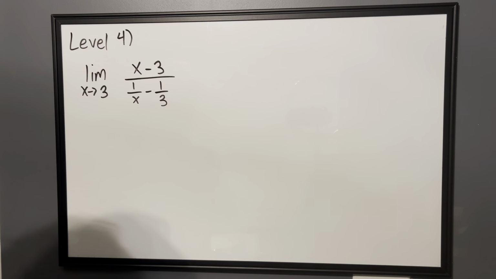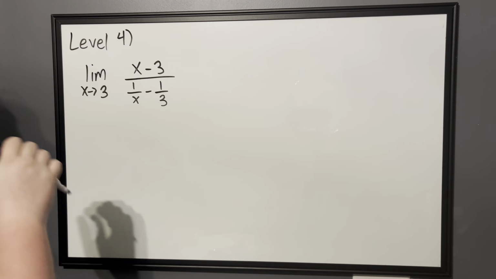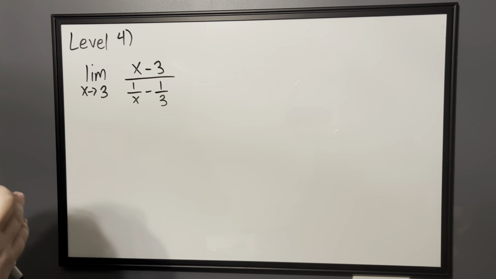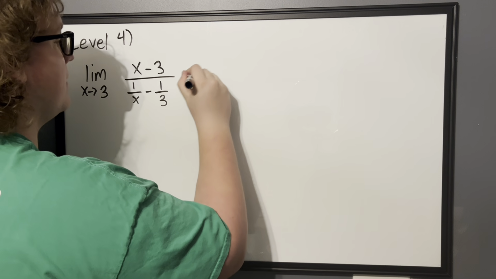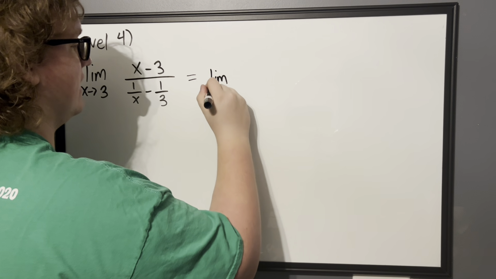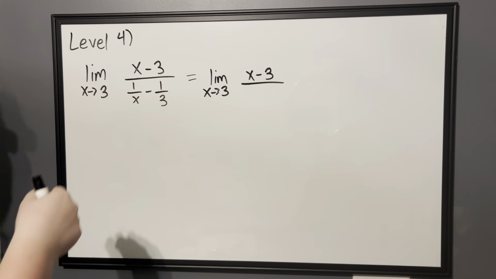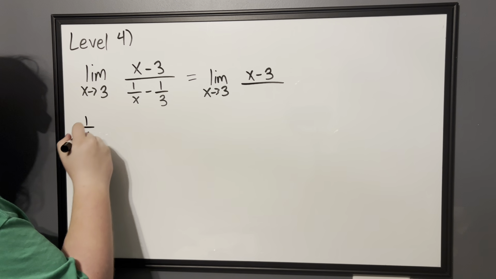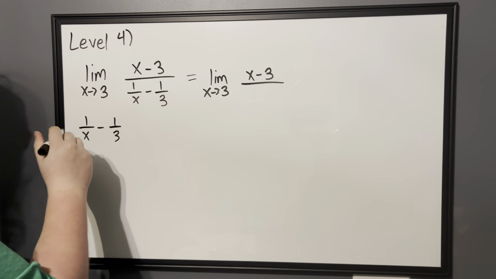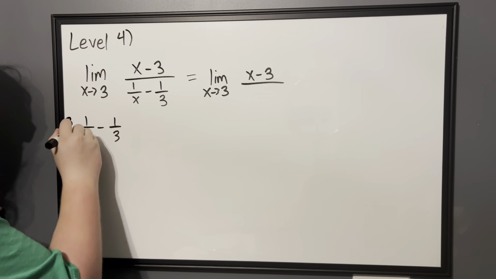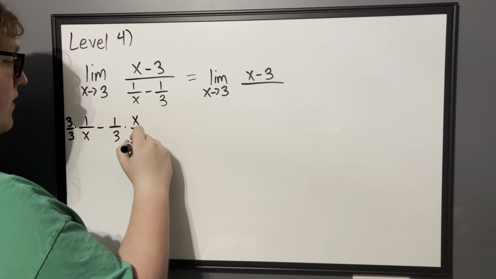Now here's what we can do. We're actually going to combine these fractions. And the reason we're going to do that is because we should be able to cancel something if we do. So when we do that, we're going to have the limit as x goes to 3, still x minus 3 on top. But we want to subtract these fractions. So if we're going to subtract 1 over x minus 1 over 3, obviously this one right here needs a factor of 3 in the denominator, so we're going to multiply by 3 over 3. And this one over here needs this factor of x, so we're going to multiply by x over x.